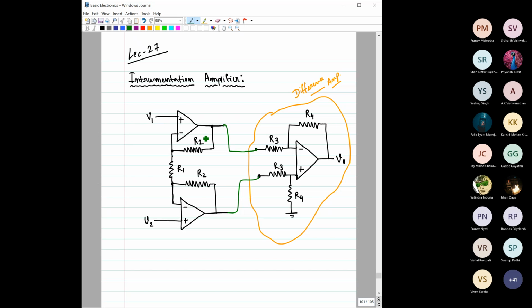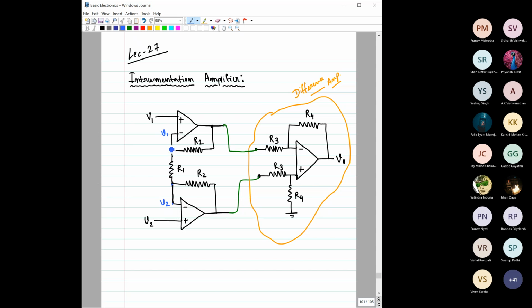So here it is V1 and the negative feedback is there. This op-amp is ideal. So if this is V1, then this is also equal to V1, right? You remember that, virtual short concept. If this is V2, again, this is a negative feedback, ideal op-amp, so this is also at V2. So V2, V2. So this is V2, this is V1, right?